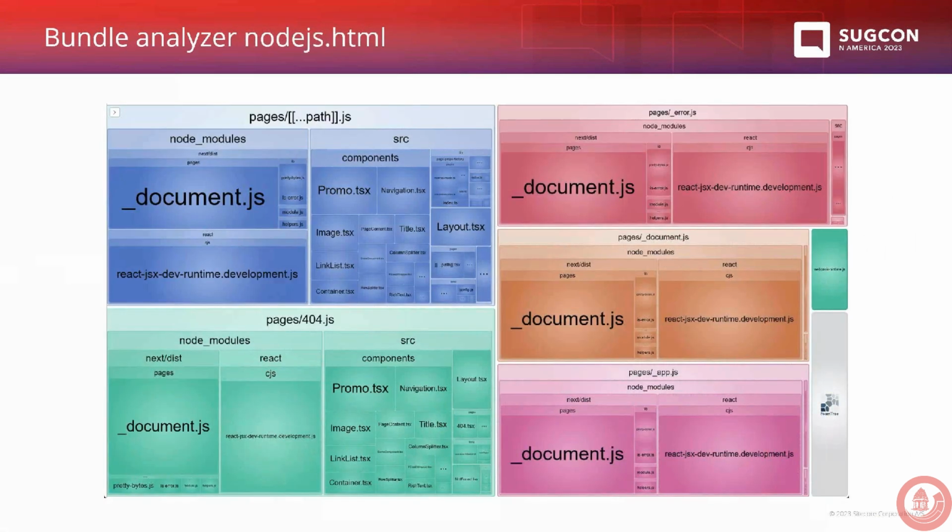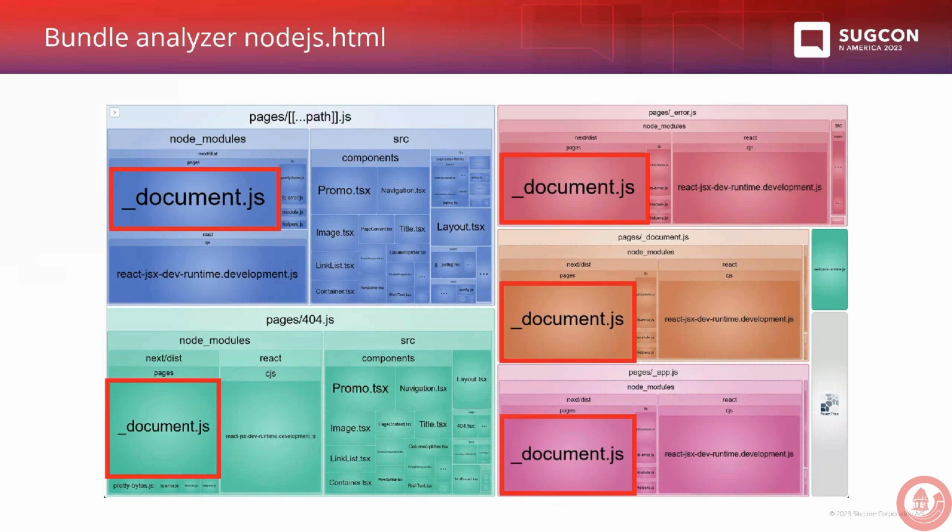The server-side bundle pages are going to look quite a bit different from the client bundle. For example, something you'll notice is that every chunk for the server has document.js included in it, but we didn't see that in the client bundles. And the reason for that is document.js is only executed on the server, so that doesn't get shipped up to the browser.